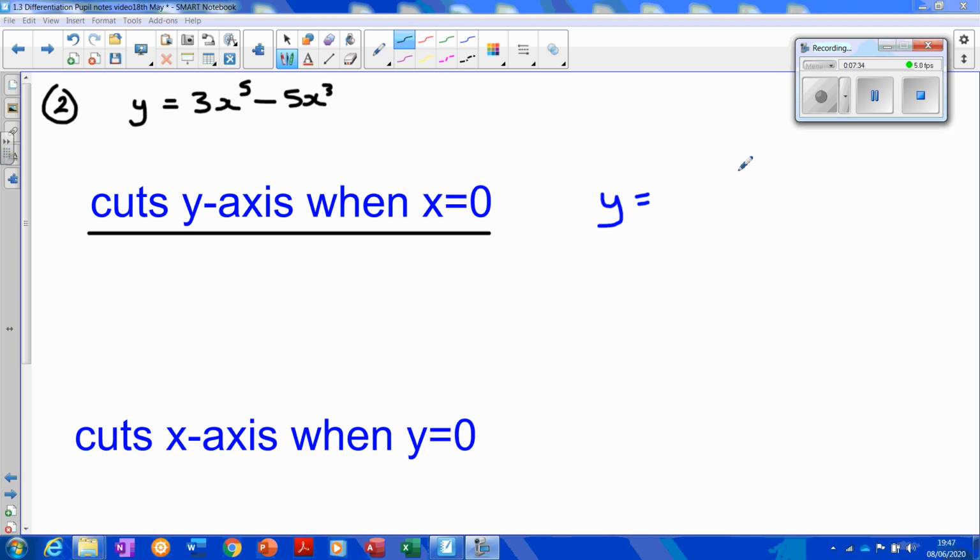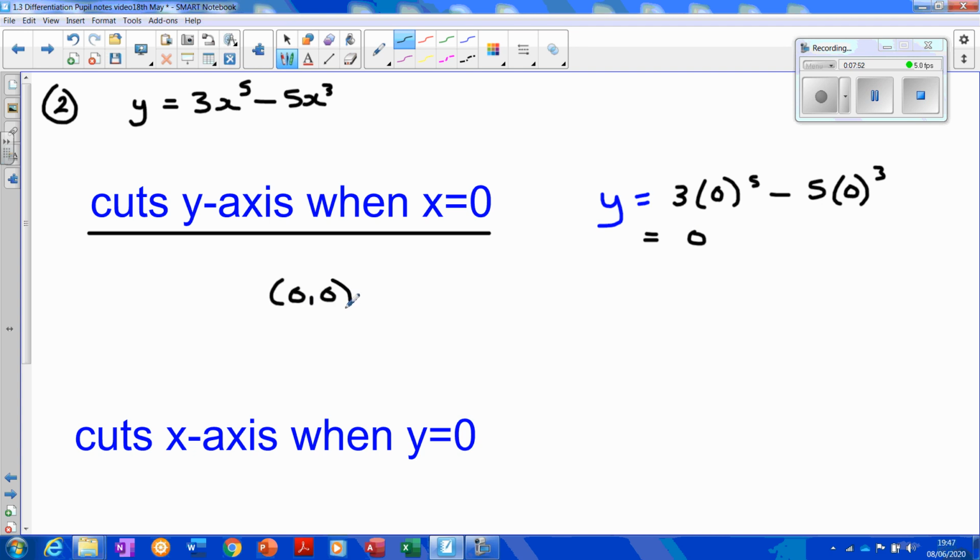Okay, the second one I gave you to do was y is equal to 3x to the power of 5 minus 5x to the power of 3. So again, it cuts the y-axis when x equals 0. So y is equal to 3 times 0 to the power of 5 minus 5 times 0 to the power of 3, which again is 0. So it's crossing at the origin.